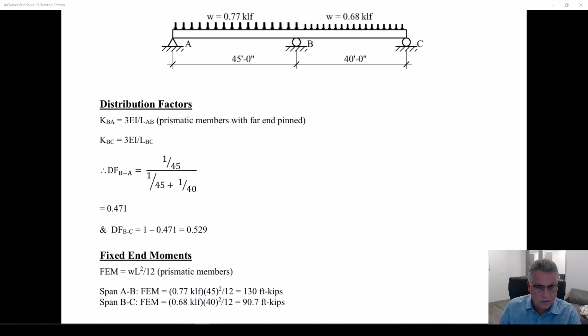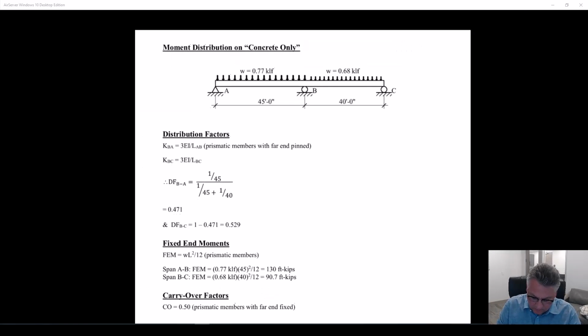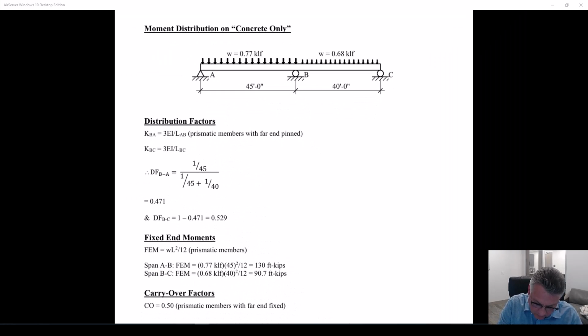So quickly, we're going to do a moment distribution. Notice that I've got KBA and KBC are both 3EI over L because the far end of those is truly a pin at the end of the beam, meaning that moment will be 0 and that moment will be 0. Therefore, the stiffness on this side, I can utilize that 3EI over L.